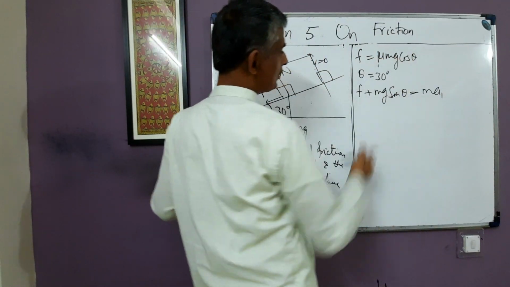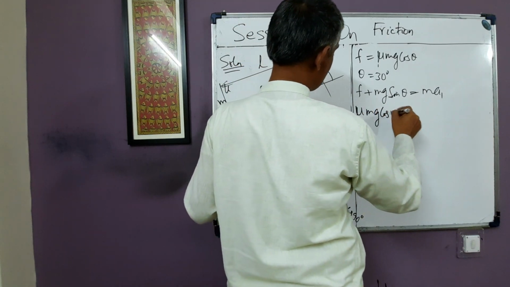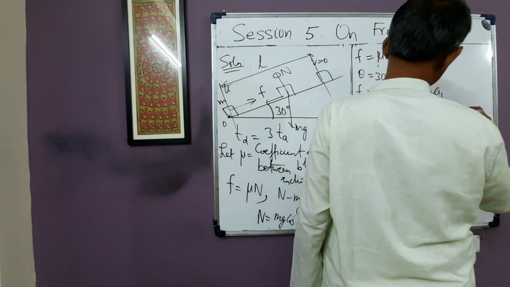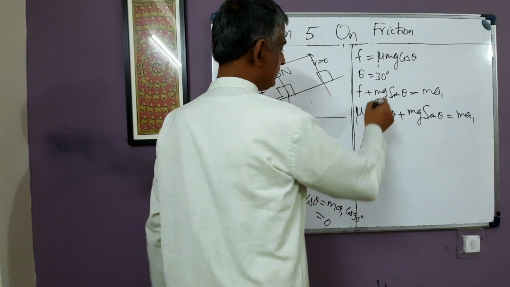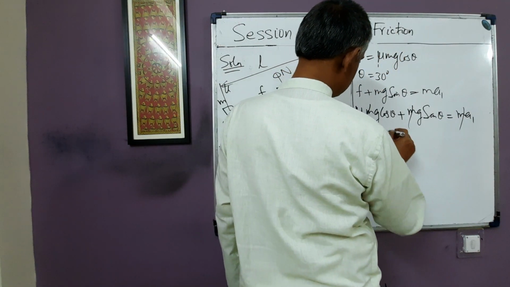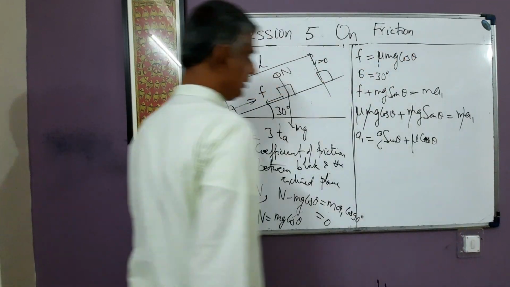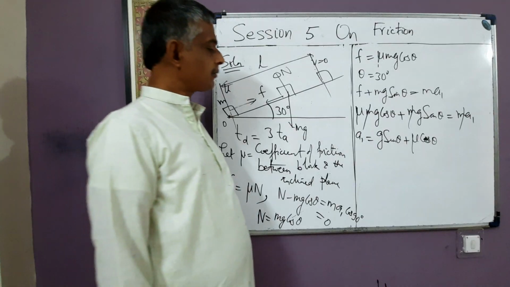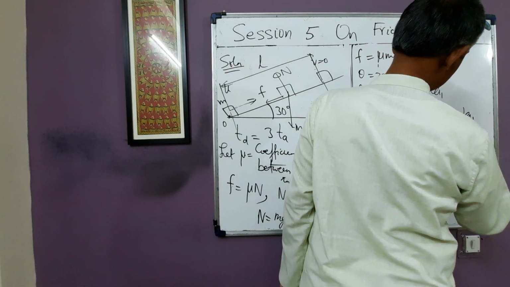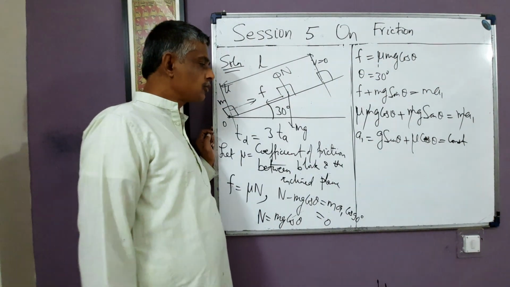Now F is equal to mu mg cos theta. I substitute this F here. Mu mg cos theta plus mg sin theta is equal to m a1. So m goes away. So a1 becomes g sin theta plus mu g cos theta. See, during its upward journey, acceleration of the block has a constant magnitude a1 down the incline. So this quantity is constant.